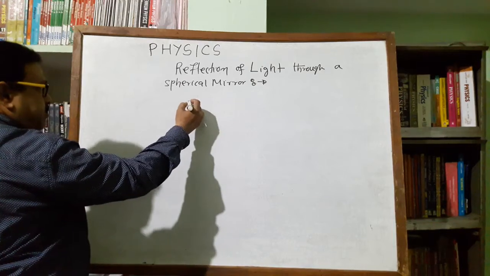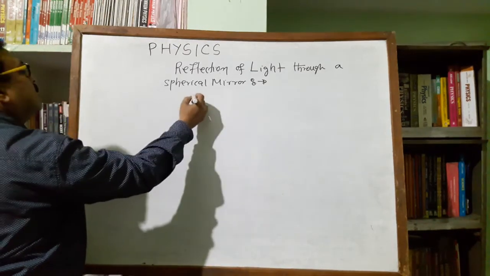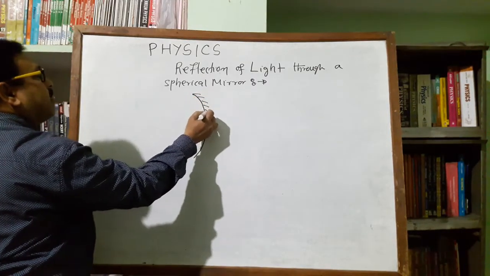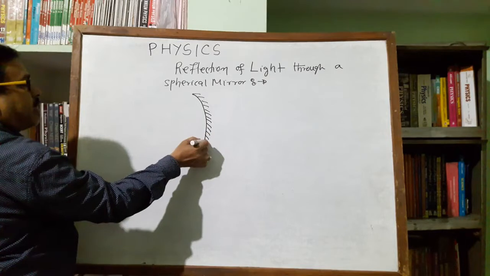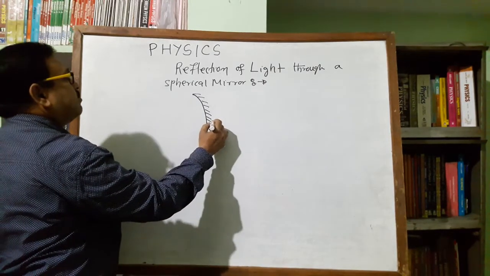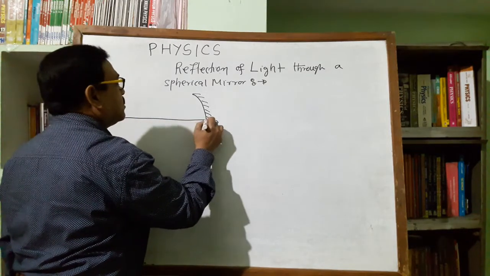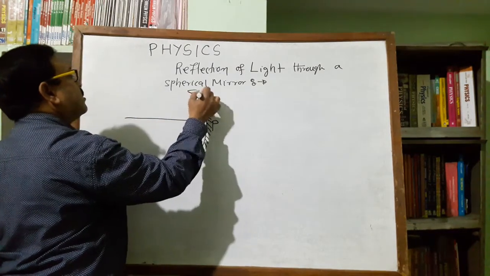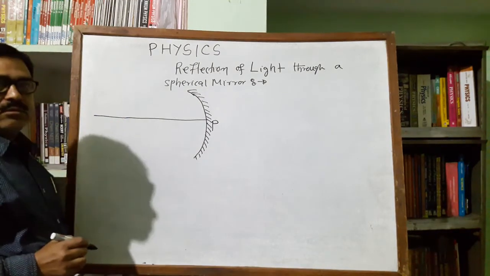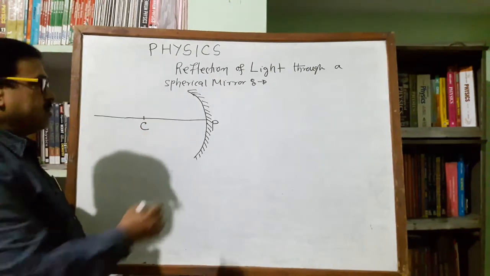There are two kinds of spherical mirror, and one is concave. The middle point is the pole. We draw a principal axis. Principal axis is the imaginary line passing through the center of curvature of the mirror to the pole of the mirror.